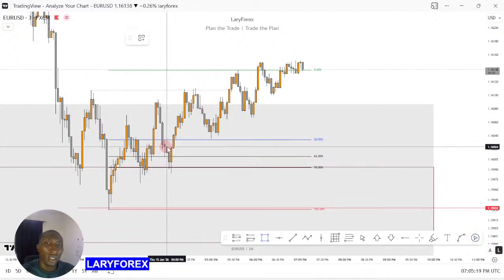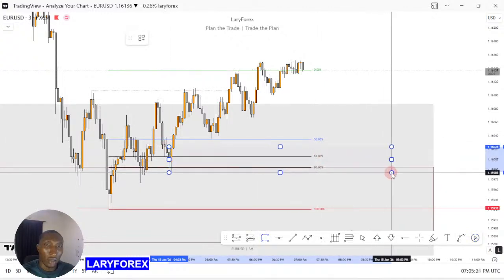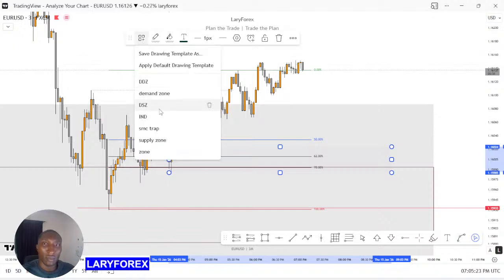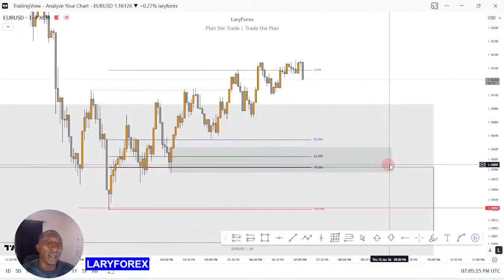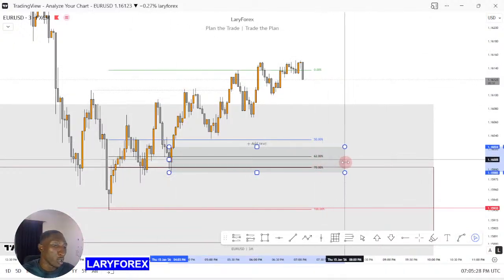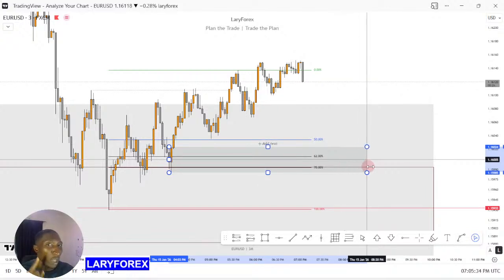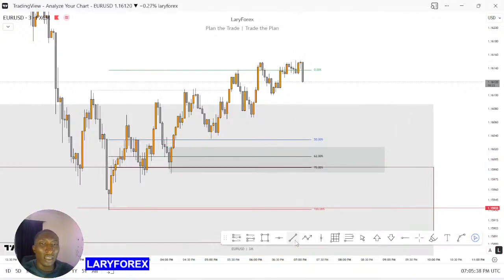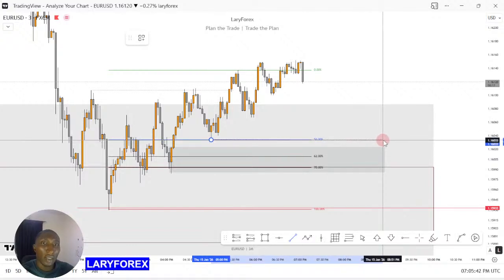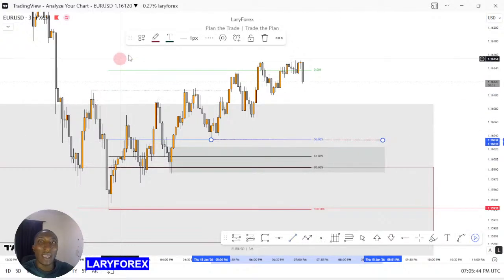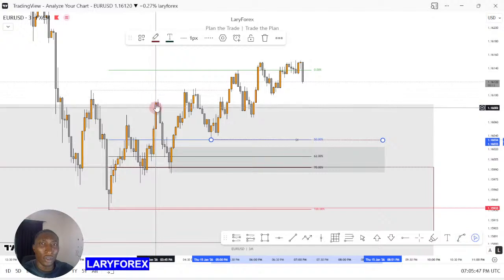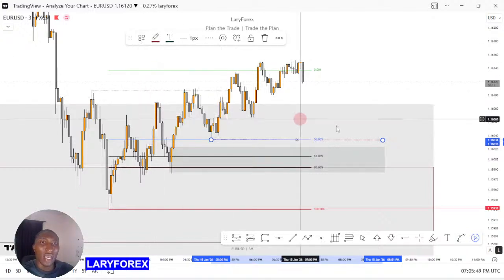I'll mark out this demand level here. All right, I'll mark out this demand here, this particular demand below. Take note, my demand for buys are always below the 50% equilibrium level. Okay, so I'll mark out this demand. After marking out this demand, I will draw this structure here that is on the 50% as my liquidity. Are you guys following? I'll draw it out as my liquidity.